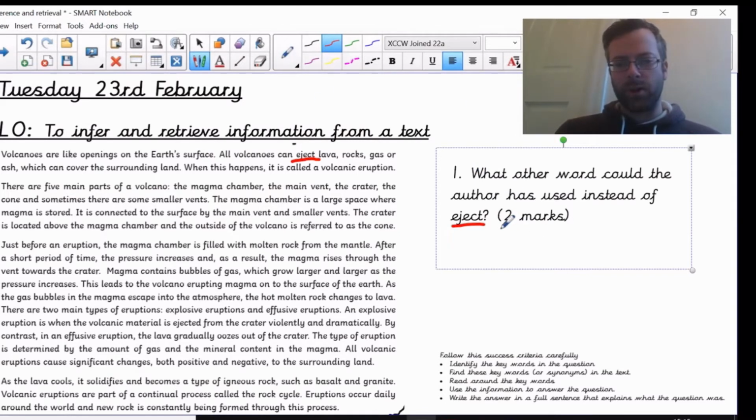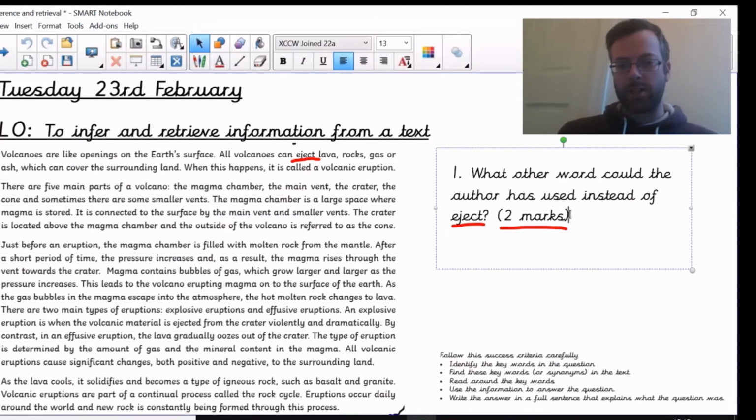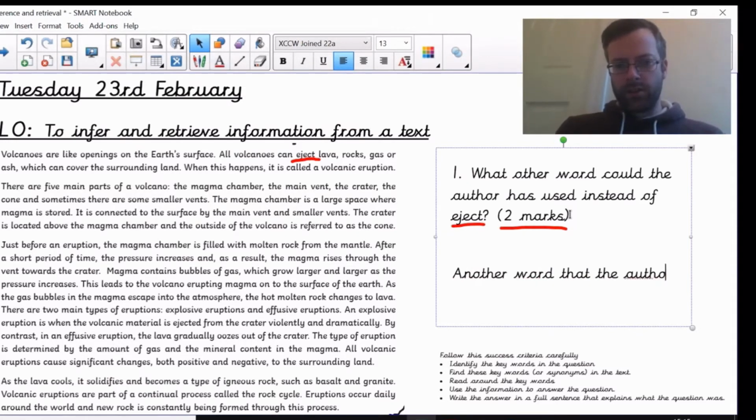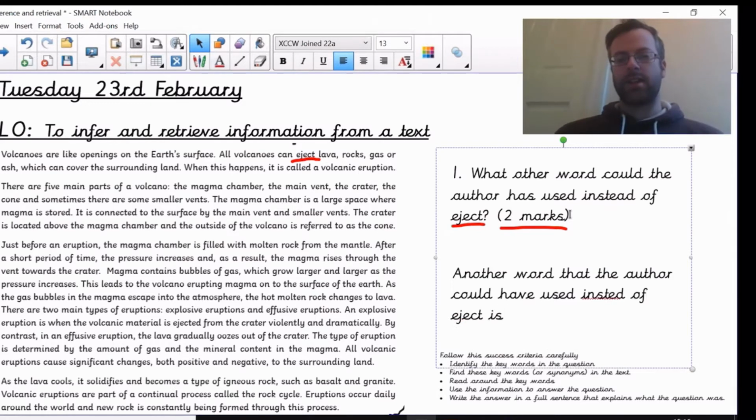Now this is worth 2 marks, so I can't just come up with a word. Now when I'm writing this, I need to write the question in a full sentence. So, another word that the author could have used instead of eject is, and then we need to come up with a word. So it's all volcanoes can eject large lava. It's almost like they're throwing them out, isn't it? Suggest another word. Throw out could be one, or just say one word. I'm going to go with throw out.